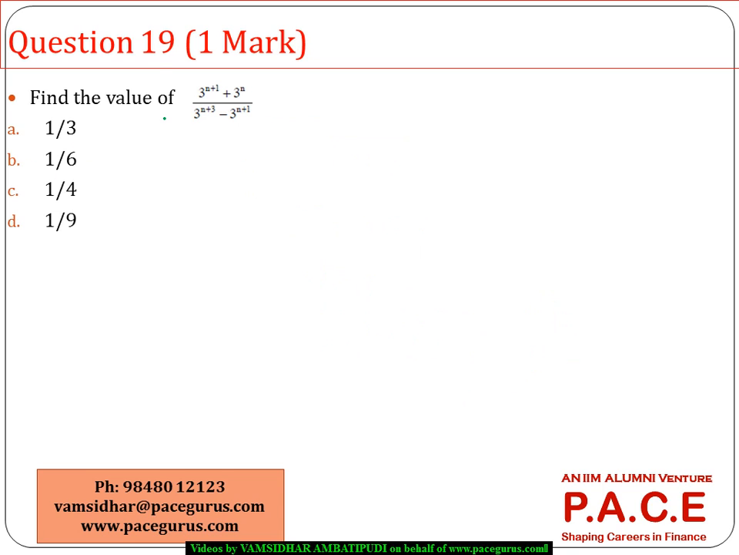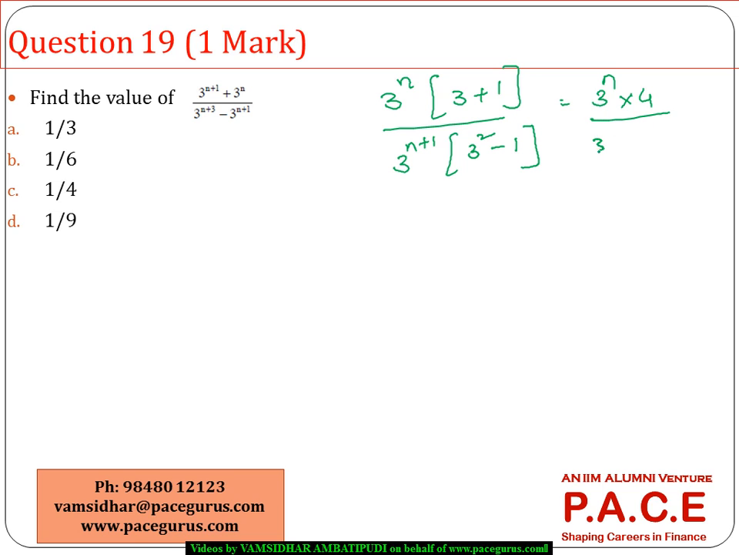Find the value of 3 power n plus 1 plus 3 power n divided by 3 power n plus 3 minus 3 power n. Just simplify it. Take out 3 power n. It's becoming 3 plus 1. And here also take out 3 power n plus 1. 3 squared minus 1. So 3 power n into 4 divided by 3 power n plus 1 into 8.